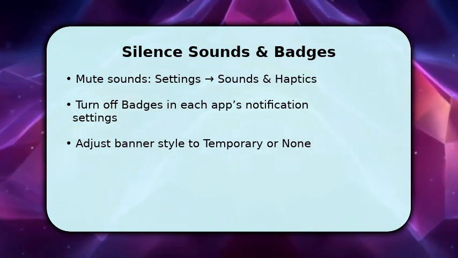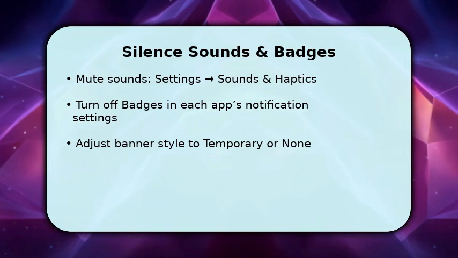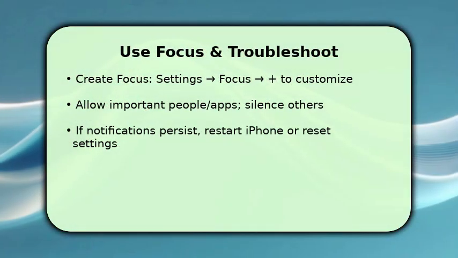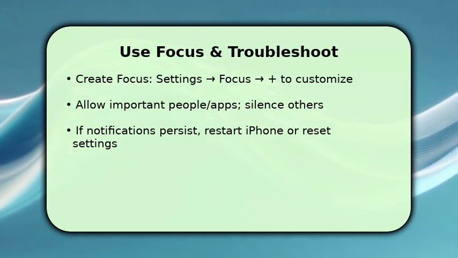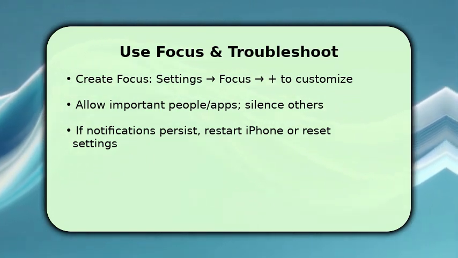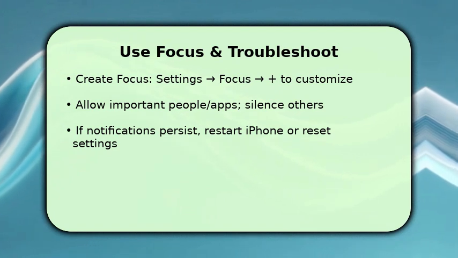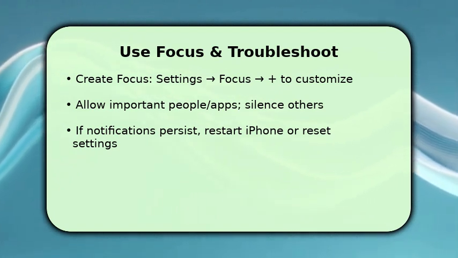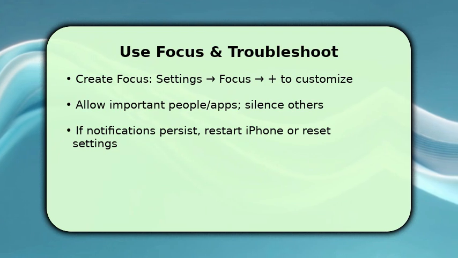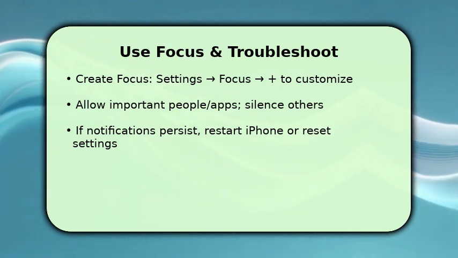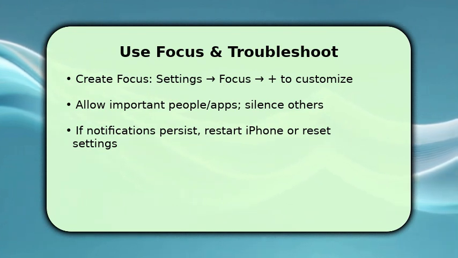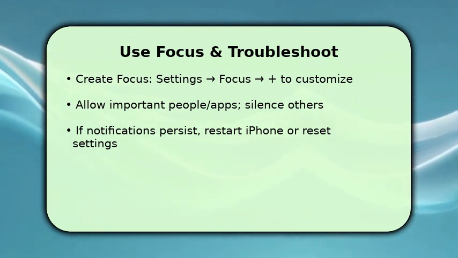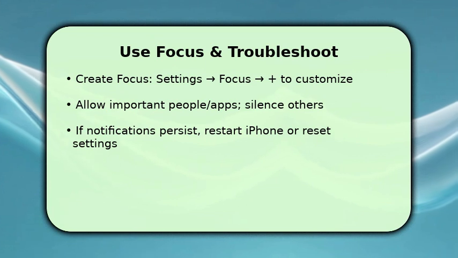Finish by using Focus to automate silencing during work, sleep, or driving. Create a focus, allow only essential people and apps, and schedule it or enable it manually. This is the best way to stop interruptions across devices. If notifications still appear, make sure Do Not Disturb isn't duplicated in another focus, then restart your iPhone. If problems persist, reset all settings as a last resort. This preserves data, but restores notifications.